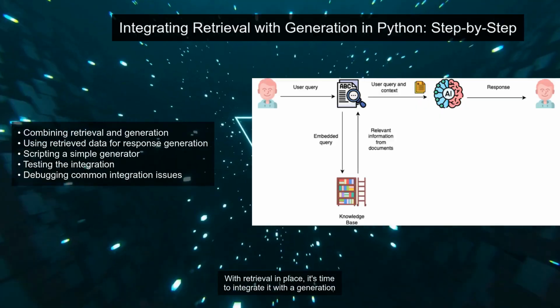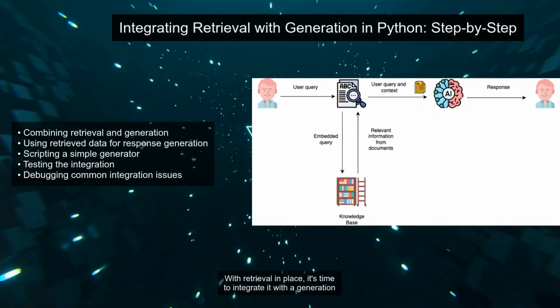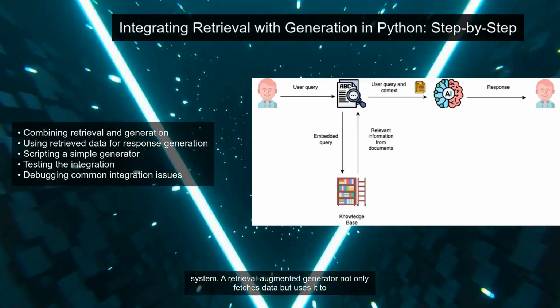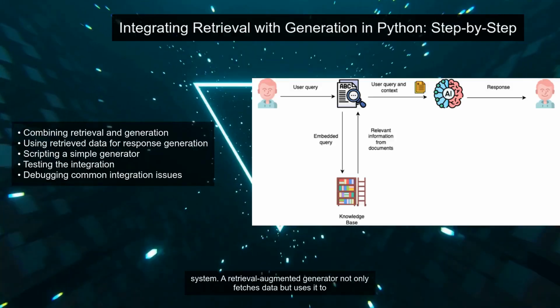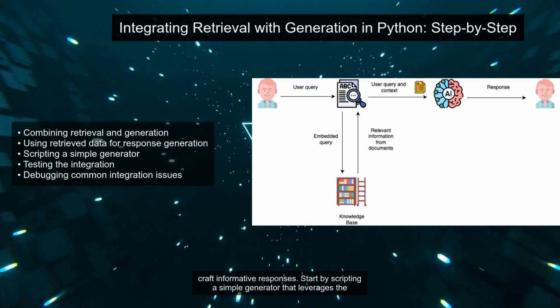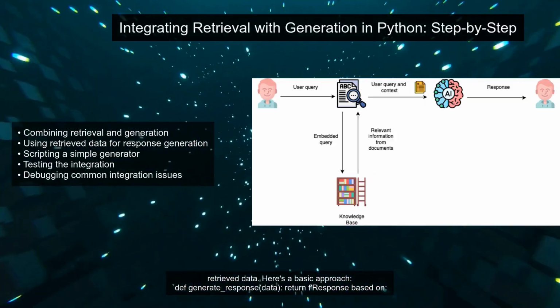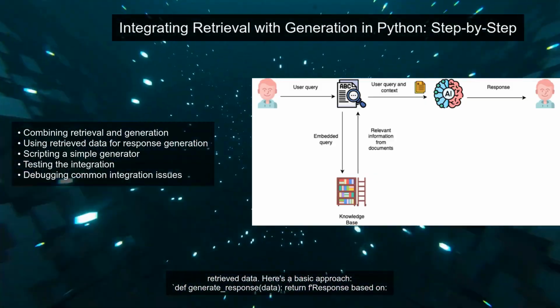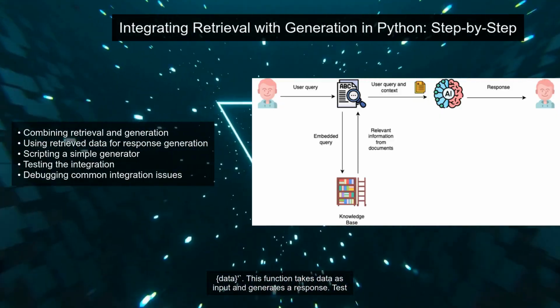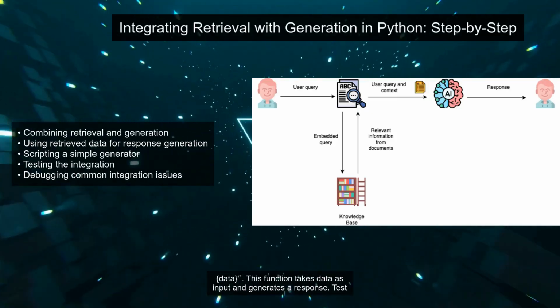With retrieval in place, it's time to integrate it with a generation system. A retrieval-augmented generator not only fetches data but uses it to craft informative responses. Start by scripting a simple generator that leverages the retrieved data. Here's a basic approach: def generate_response(data): return a response based on data. This function takes data as input and generates a response.